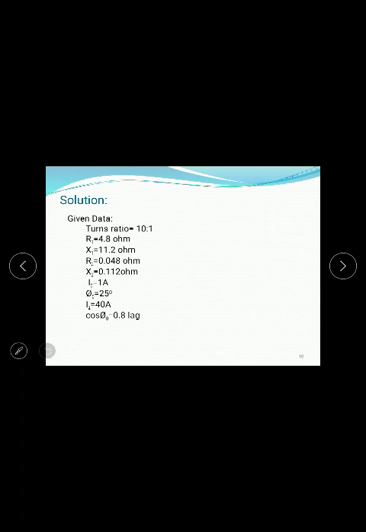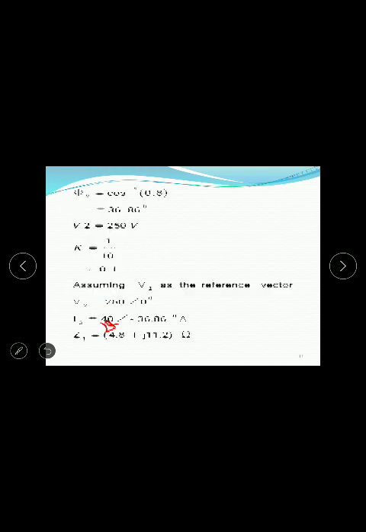This is phi 2. This is cos phi 2. So cos phi 2, the power factor, is 0.8 lagging. So phi 2 is cos inverse of 0.8, that is 36.86 degrees. Here V2 is 250 volts, and K is N2 by N1, that means 1 by 10, so K is 0.1. Assuming V2 as a reference vector.